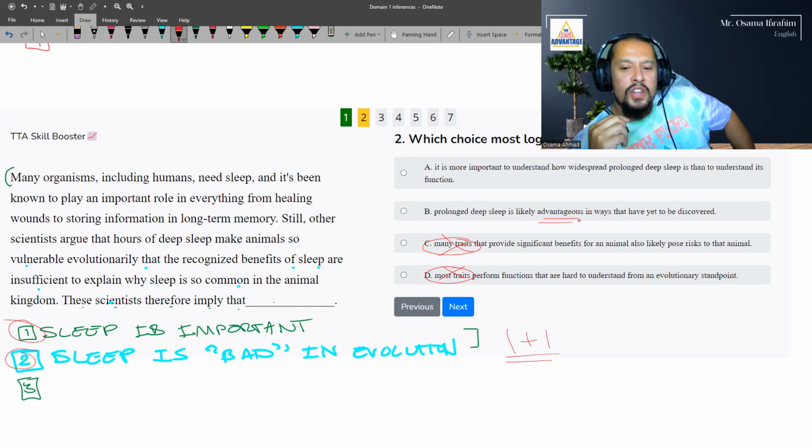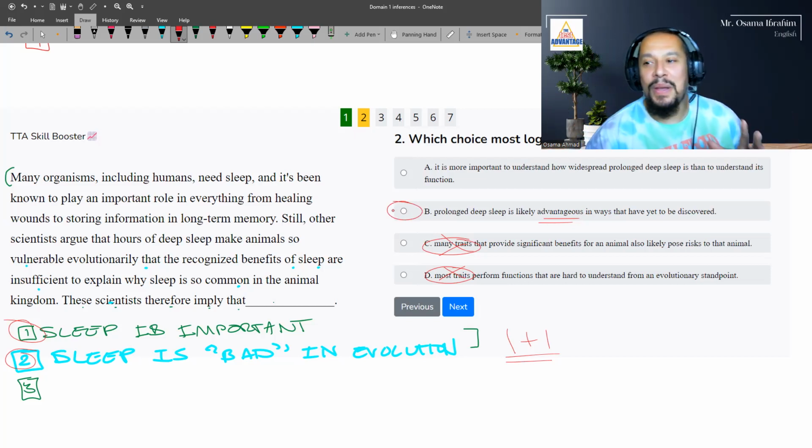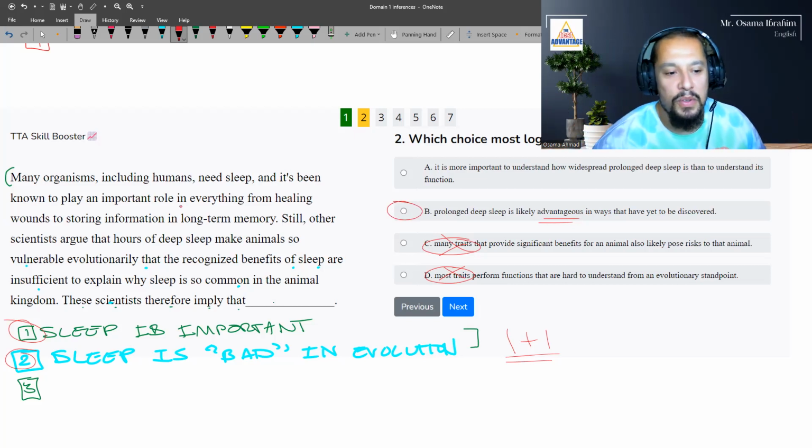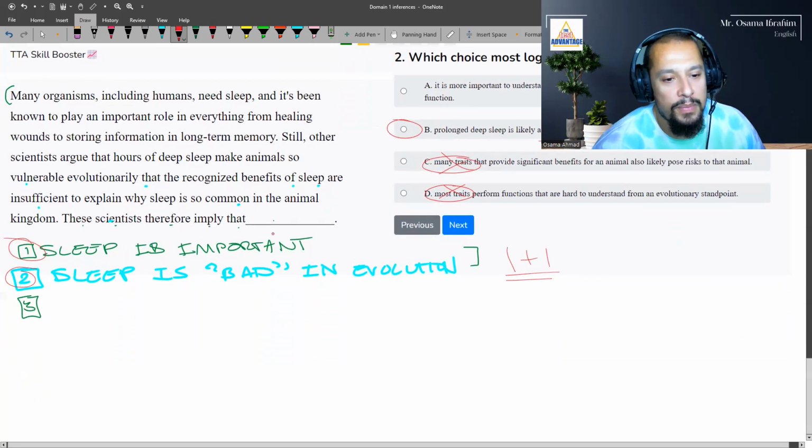Okay. So the answer here, guys, the answer is B. A lot of people are gonna be like, what? How? We have to think about it this way. Look at idea number 1.